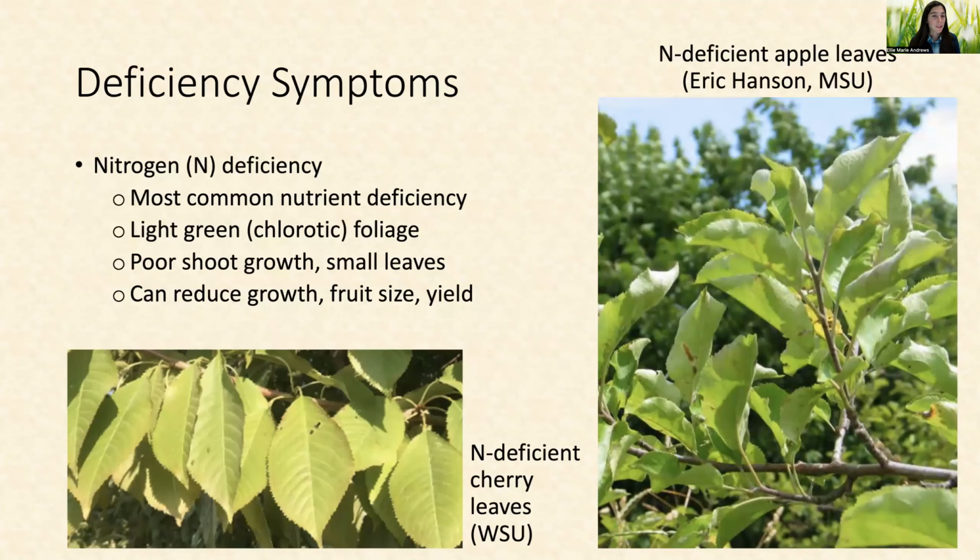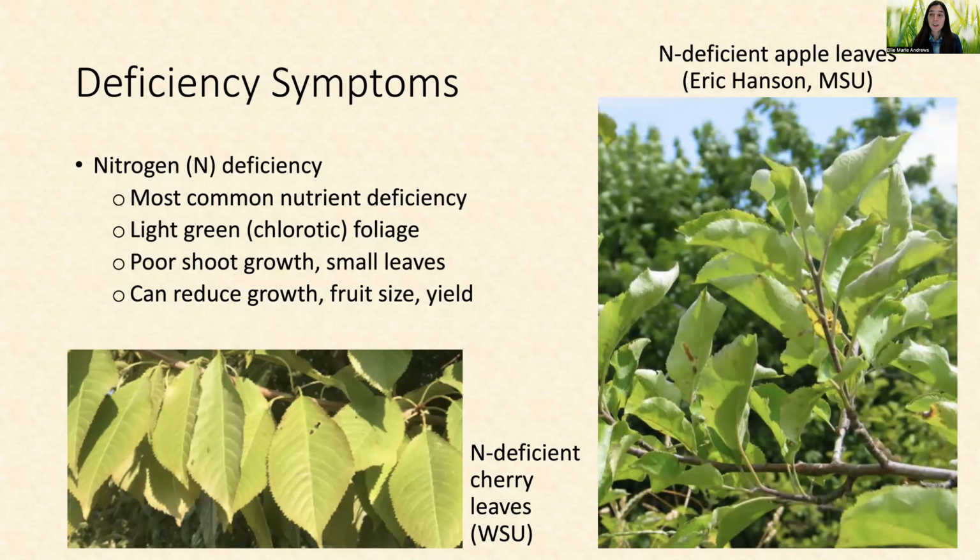So thinking about deficiency symptoms, there's some characteristic ones, which are nice. Sometimes it's easier to tell, oh, that's probably a nitrogen deficiency. And sometimes it's kind of hard to tell, but I think going through these characteristic symptoms is a really good foundation and will help you think about how to go about diagnosing issues in fruit trees.